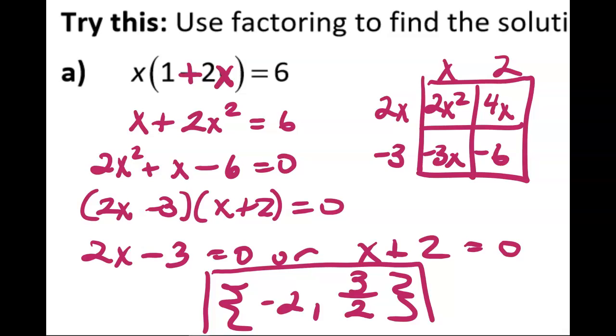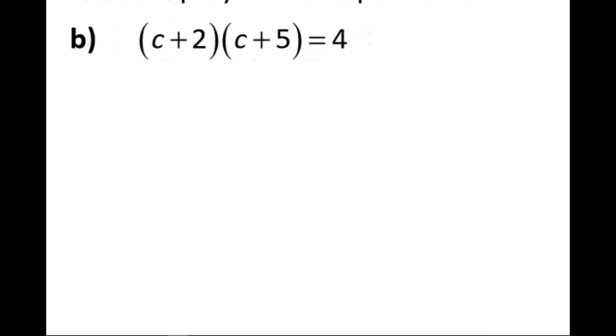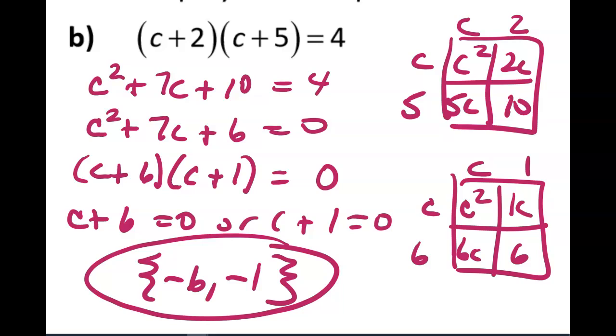All right, one more for you to try on your own. So you can pause the video while you do this one. C plus 2 times C plus 5 is equal to 4. All right, this last one had two solutions, negative 6 and negative 1. And that's it for this section.